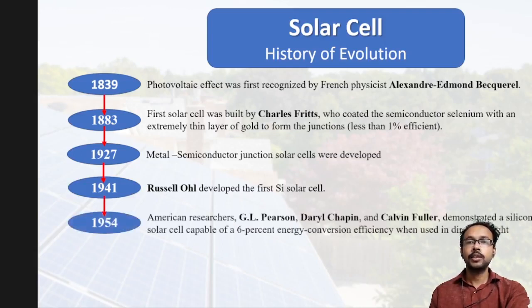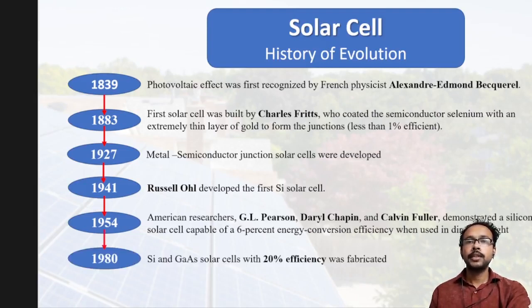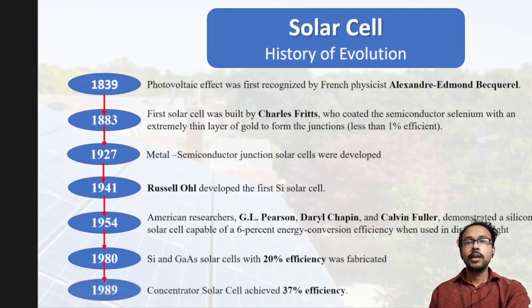Three other American researchers, G.L. Pearson, Darrell Chapin, and Kelvin Fuller, in 1954 demonstrated a silicon solar cell capable of a 6% energy conversion efficiency when used in direct sunlight. By the late 1980s, silicon cells, as well as those made of gallium arsenide with efficiencies of more than 20%, had been fabricated. In 1989, a concentrated solar cell, a type of device in which sunlight is concentrated onto the cell surface by means of lenses, achieved an efficiency of 37% due to the increased intensity of the collected energy. In general, solar cells of widely varying efficiencies and cost are now available.